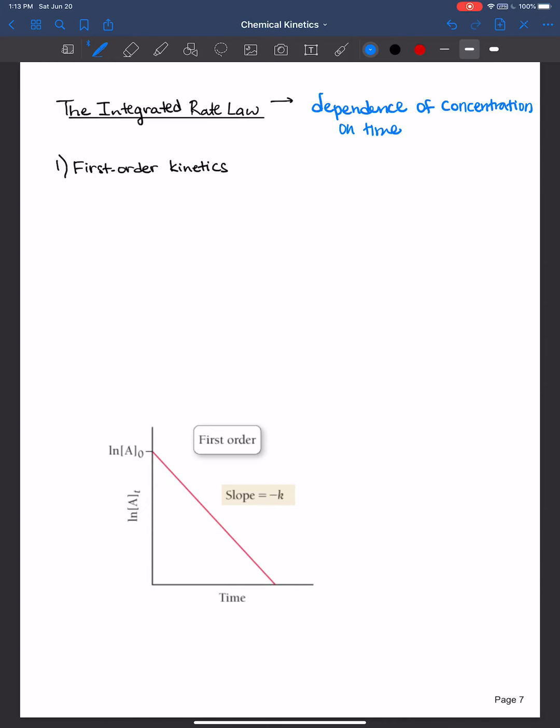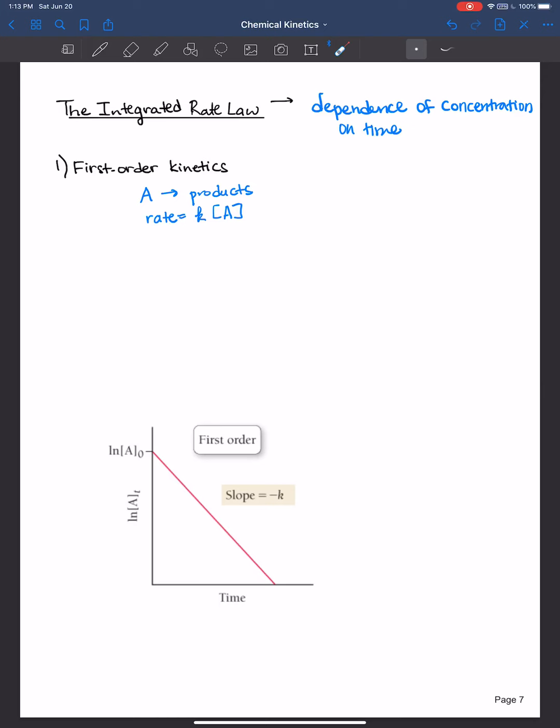So let's derive the integrated rate law for first order kinetics. We're going to start with the generic reaction: reactant A produces products. And we learned in the last video that the rate law for a first order reaction looks like this, where rate is equal to the rate constant k times the concentration of the reactant to that order. When it's first order, we generally do not write the 1 up here. We just assume that if you see it written as such, then that's first order with respect to the reactant.